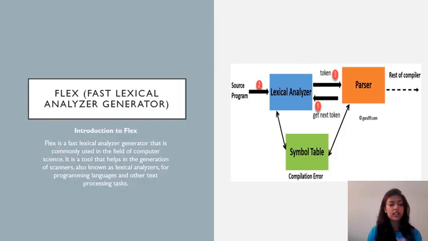Fast Lexical Analyzer Generator. Flex is a fast lexical analyzer generator that is commonly used in the field of computer science. It is a tool that helps in the generation of scanners, also known as lexical analyzers, for programming languages and other text processing tasks.